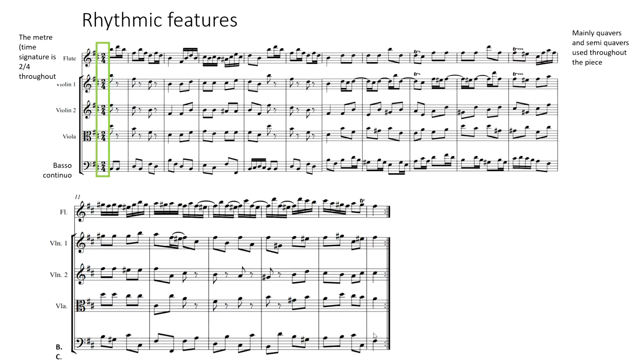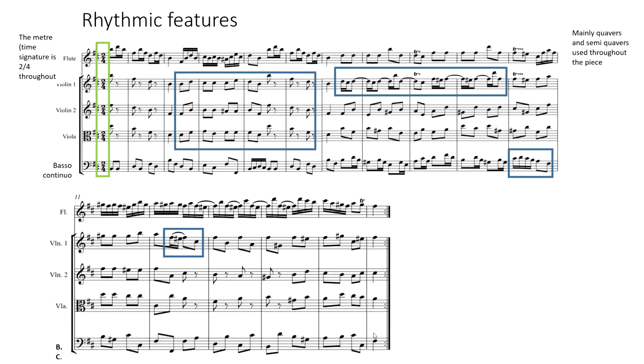As we've noted in the motifs, we know that the motifs feature quavers and semiquavers, but we can also see quavers and semiquavers throughout the whole of the score and the string orchestra. Now I've highlighted just a few occasions where the quavers and the semiquavers are available. I would be highlighting everything because, let's face it, they are everywhere.